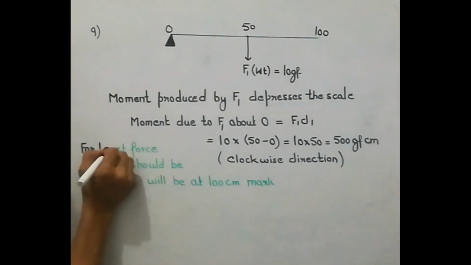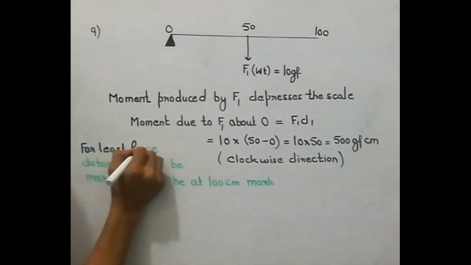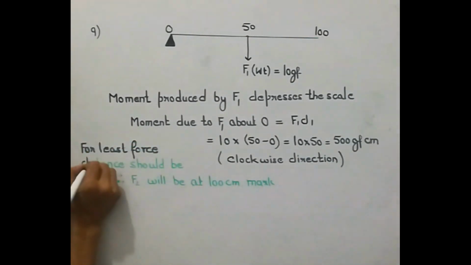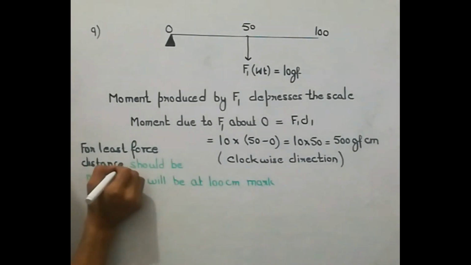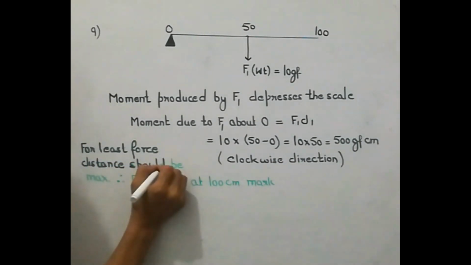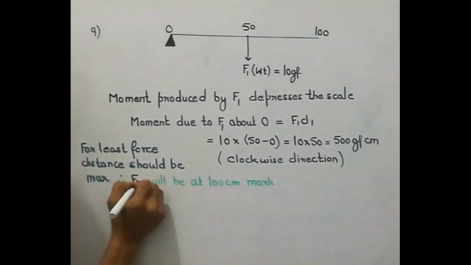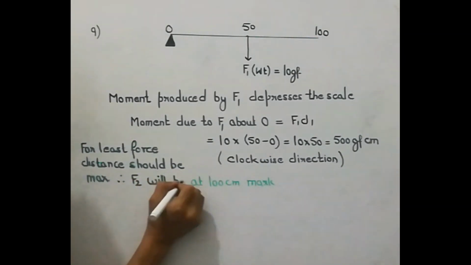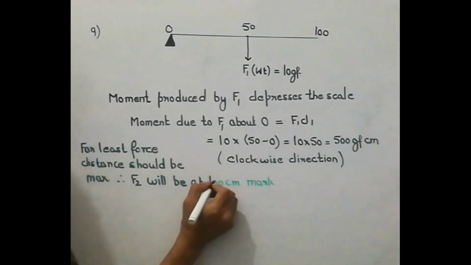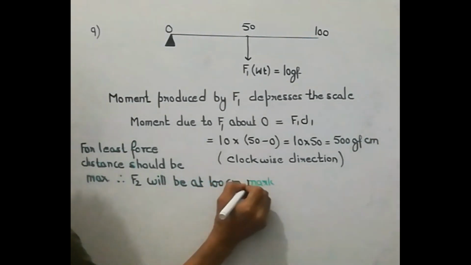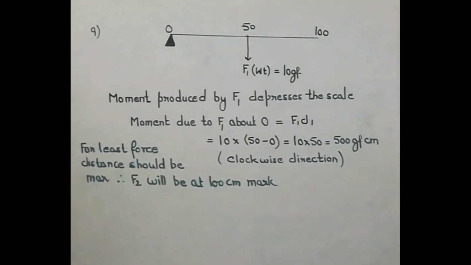That is for least force, distance should be maximum. Therefore, F2 will be at 100 centimeter mark. Hope this point is clear to you. Now it's clear that the force is to be marked at 100 centimeter.